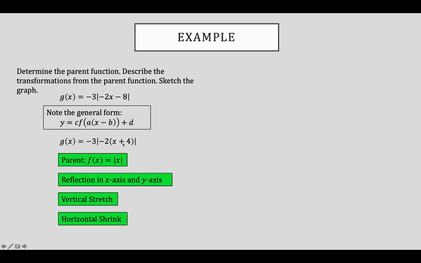And finally, notice that we are adding 4 inside of our parent function. Adding 4. Well, what's our constant b? Remember, this is the form x minus b. That means b must be equal to negative 4 in order to get a plus 4. If b is negative 4, that means our graph is going to shift to the left 4 units.